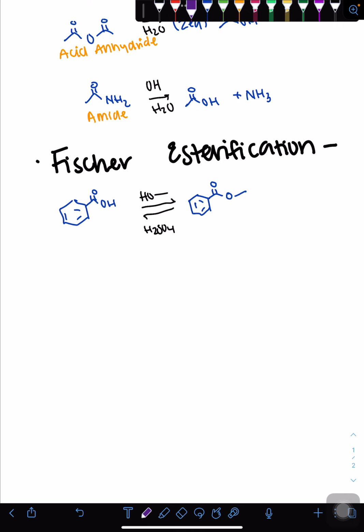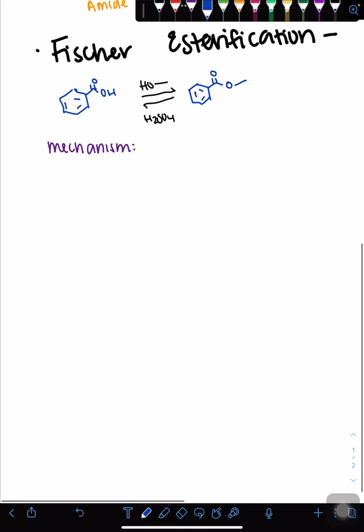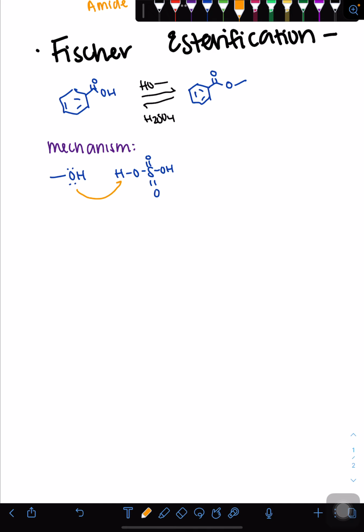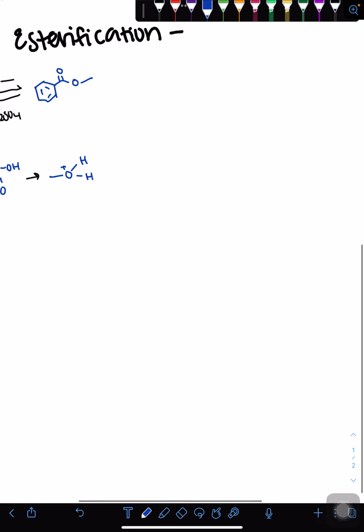So now we can go over the mechanism. But first we have to react the OH with the methyl with the H2SO4. So the lone pairs on the oxygen are going to attack this hydrogen, and then this bond is going to go back to the oxygen. And then that'll give us the methyl, and this oxygen now has 2 hydrogens with it, so now it's positive.